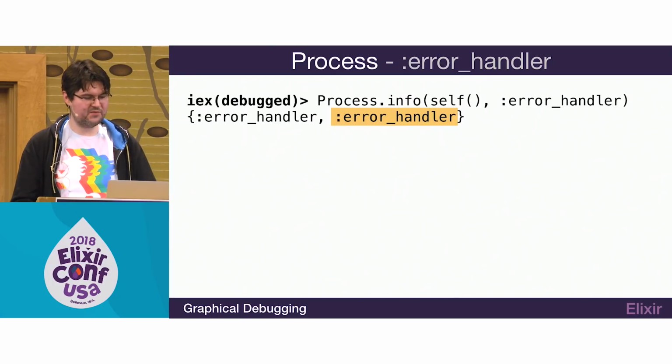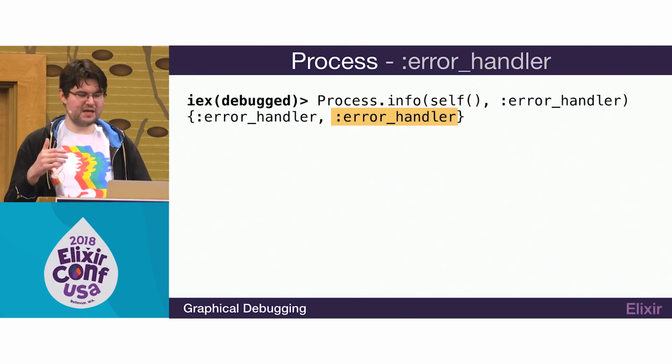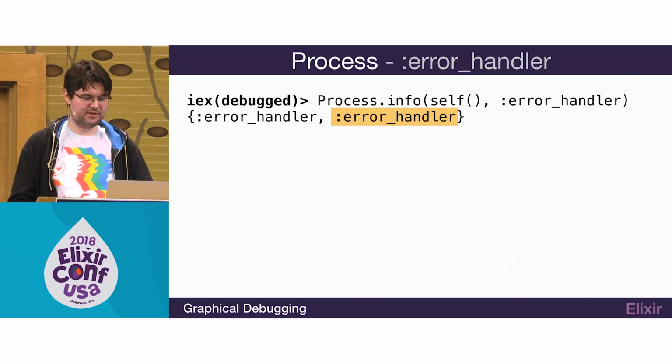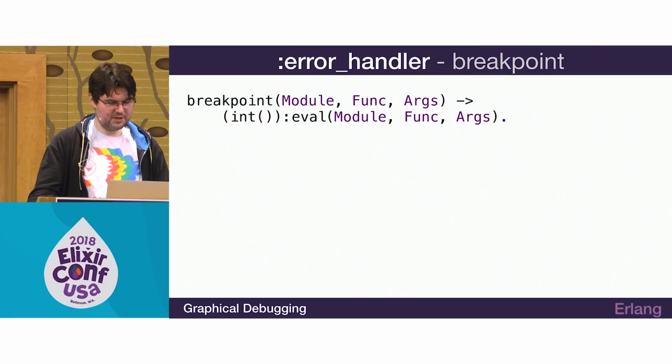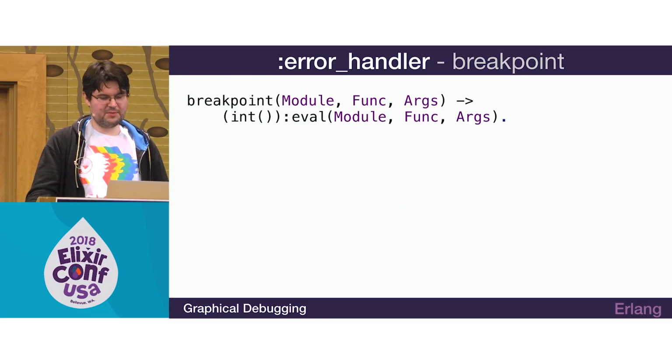So let's call process info. So it looks like every process info dictionary has an error handler key, and it is set to error handler. So let's look for an error handler module, probably in Erlang since it's part of OTP. So if we look for it, we can figure out what the breakpoint does. In this case, it's going to call int eval. So we've made it back.